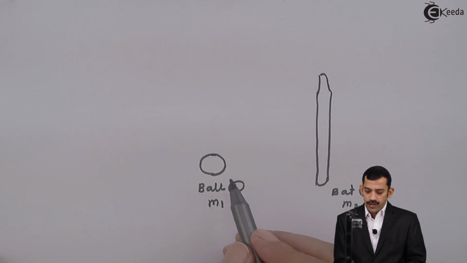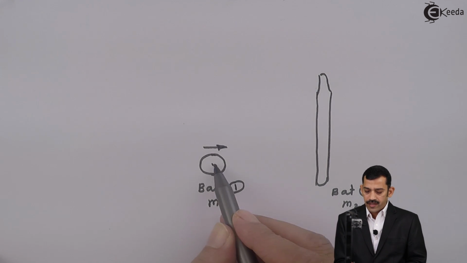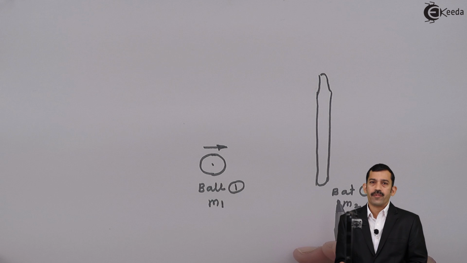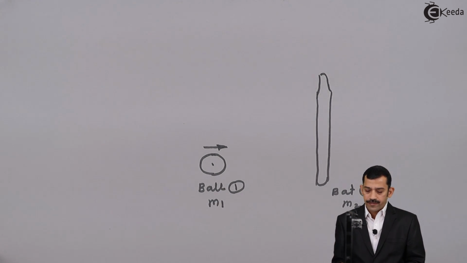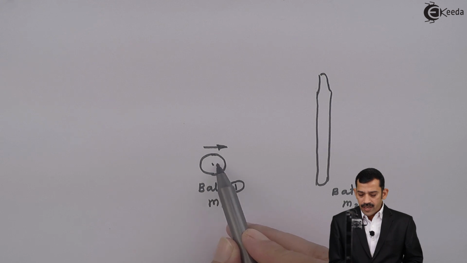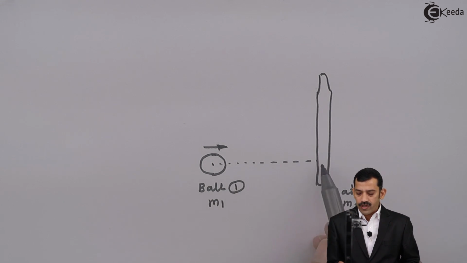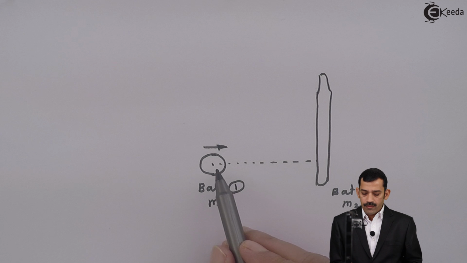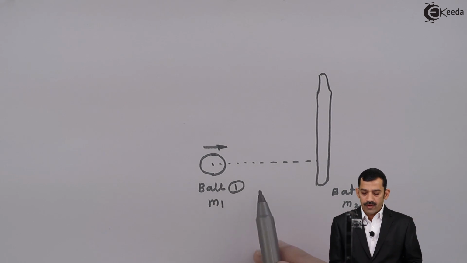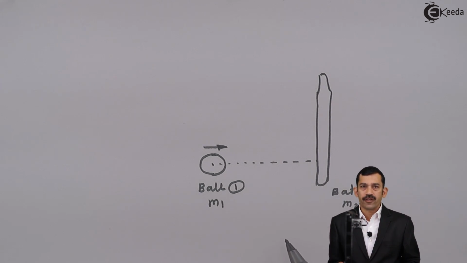Now if this ball moves in the rightward direction and then strikes the bat, what forces or reactions are developed, that we'll see. This is the diagram when the ball is in contact with the bat. When the ball strikes, then the ball rebounds. When the ball rebounds, the bat or the batsman also experiences some jerk which acts in the opposite direction.